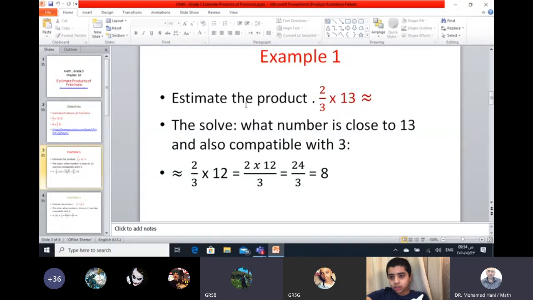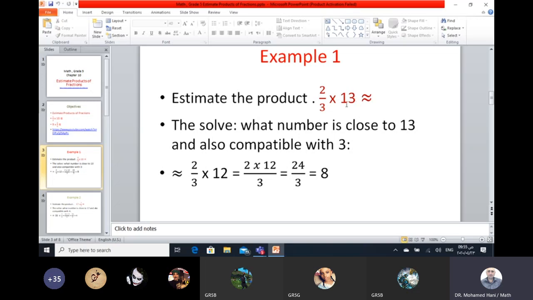Okay, listen to this example. Here we have example 1. Estimate the product. We have here 2/3 multiplied by 13. How to estimate the product? The product means multiplication.